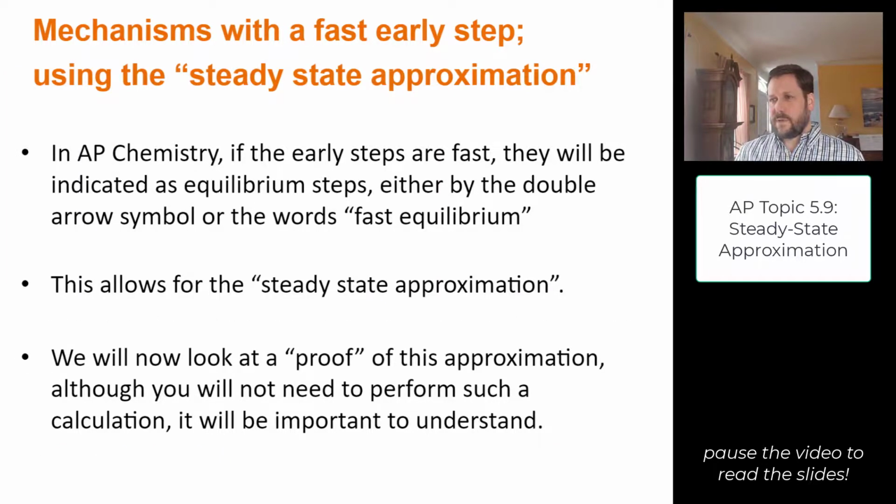Using this steady state approximation is a tricky thing to follow the logic behind. There are a few caveats I can give. In AP chemistry, if the early steps are fast, then they'll be indicated as equilibrium steps, either by that double arrow or the words fast equilibrium. And that allows for that steady state approximation. I want to walk through a proof of this approximation. Although you will not need to perform such a calculation, it will be important to understand. As a matter of fact, you may be asked to perform similar calculations to this one. So let's take the time to go through this as one last idea in this presentation.